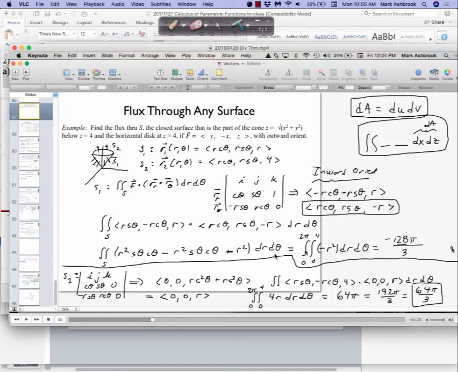But then anyway, the total flux is going to be the negative 128 pi over 3 plus the 192 pi over 3. And that's going to give you the flux of 64 pi over 3, which was the answer to this one. Okay. So any questions on that?